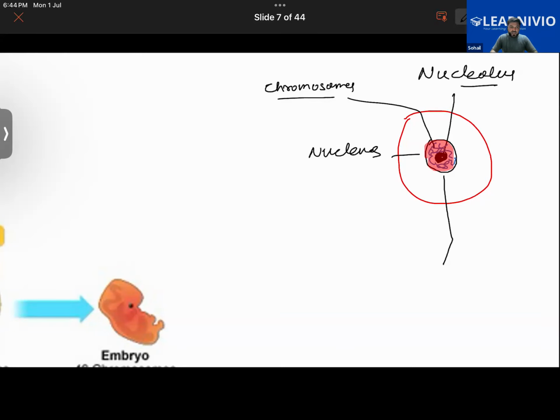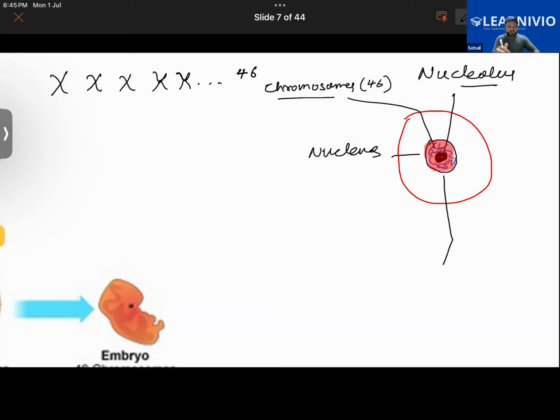Getting it? And each cell in the human body, except for the sperm and ovum, has got 46 chromosomes, or we can say that 23 pairs of chromosomes are there. Like this: 1, 2, 3, 4, 5, 6. Like this, there would be how many? 46. So there are 46 chromosomes found in every cell of the body except for ovum and sperm.